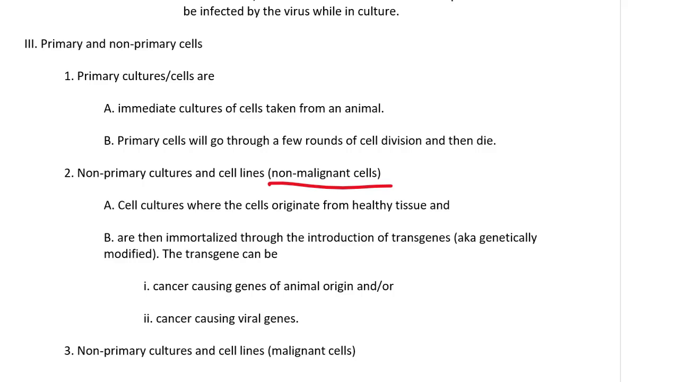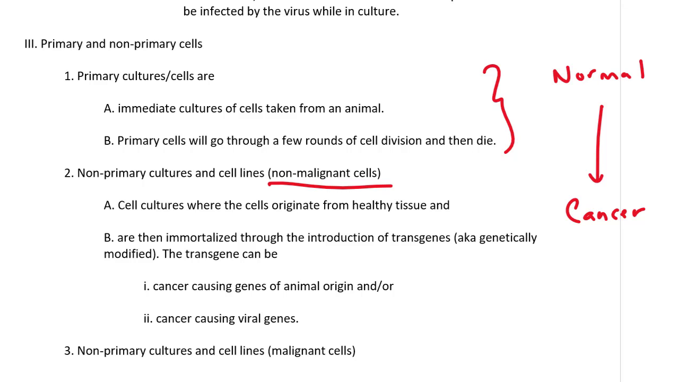Non-primary culture and cell lines, non-malignant cells. So these cells are taken from normal tissue, but we have the issue that we have with primary cells, where they will die after a few rounds of cell division. So what you do is, when you take these cells from normal tissue, you transform them. This process of transformation is essentially making them cancer-like. The process of going from normal to malignant or cancer-like is called transformation.